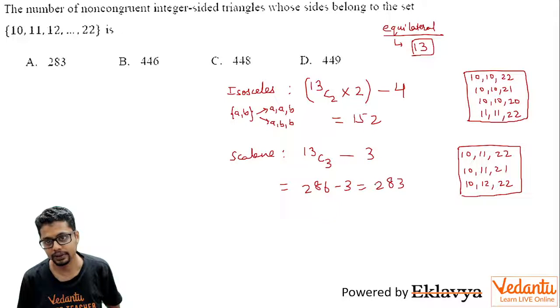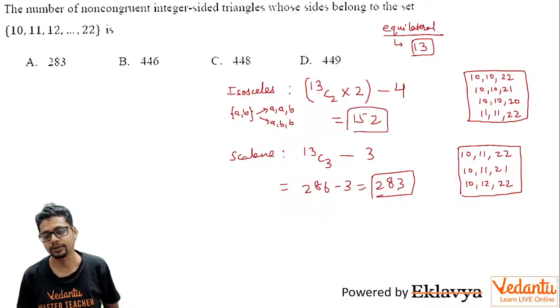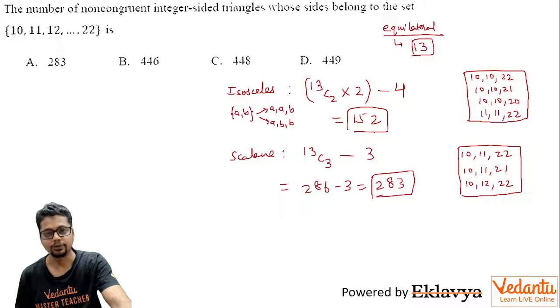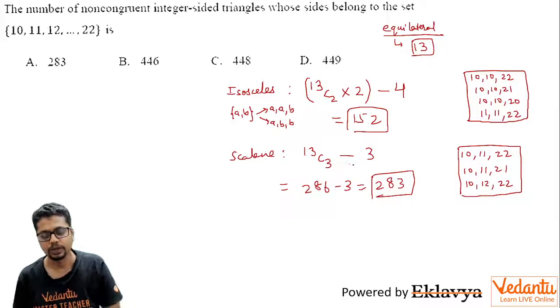So the total number of possibilities is the sum of these three numbers: 13 plus 152 plus 283. So essentially you have 296 plus 152, you have 448. So I think 448 is the answer. Thanks for listening.